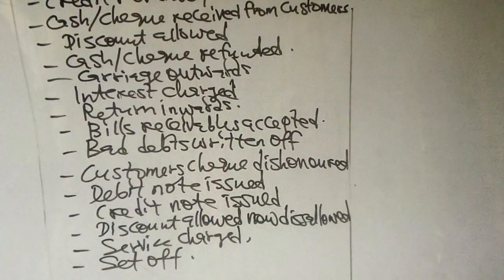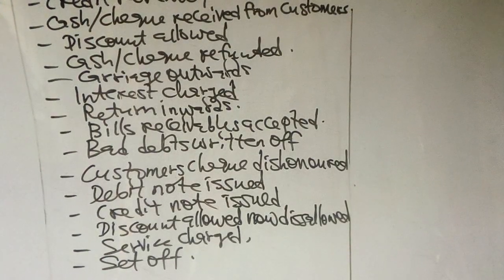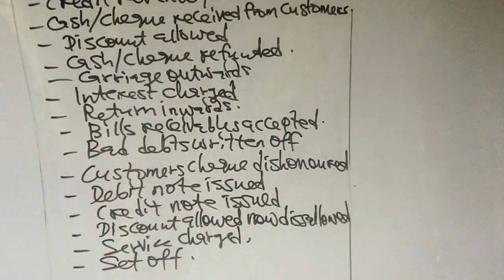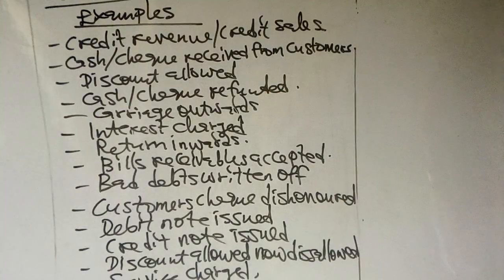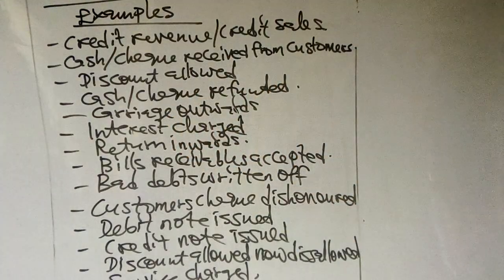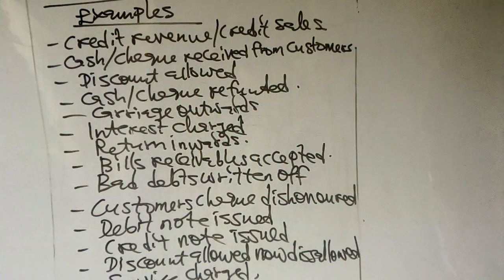These are examples of items that will be recorded in the receivable ledger control account. Items that will be recorded in the receivable or the sales ledger control account include the credit revenue or credit sales, the cash or check received from customers. We have the discount allowed. We have the cash or check refunded. We have the carriage outwards. We have interest charged. We have return inwards. We have bills receivables accepted.